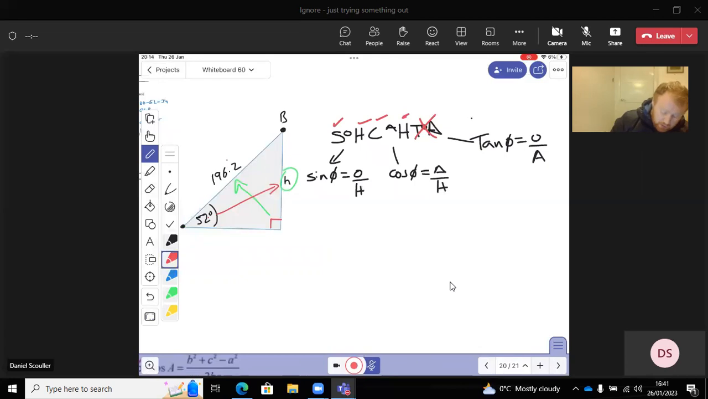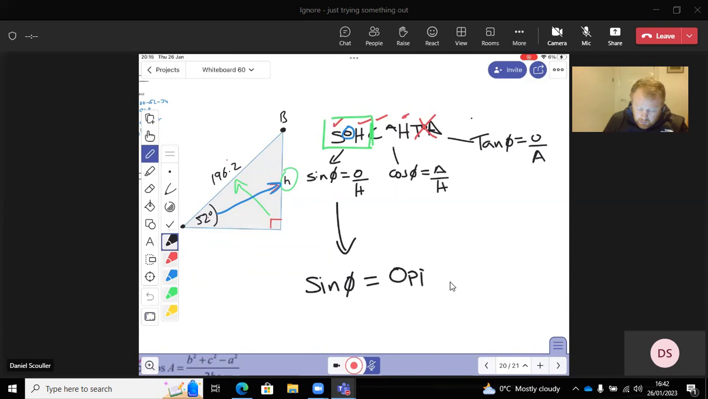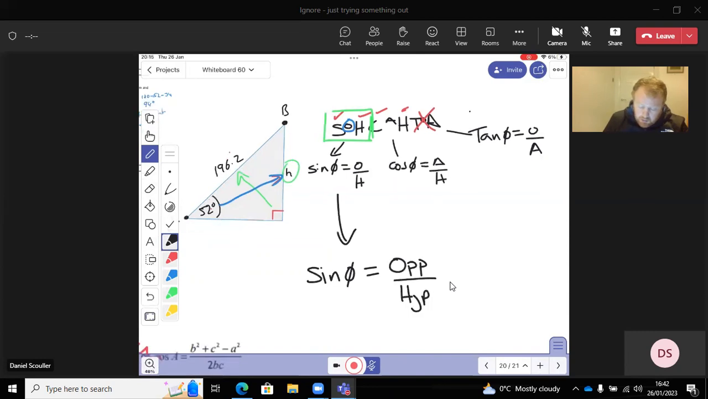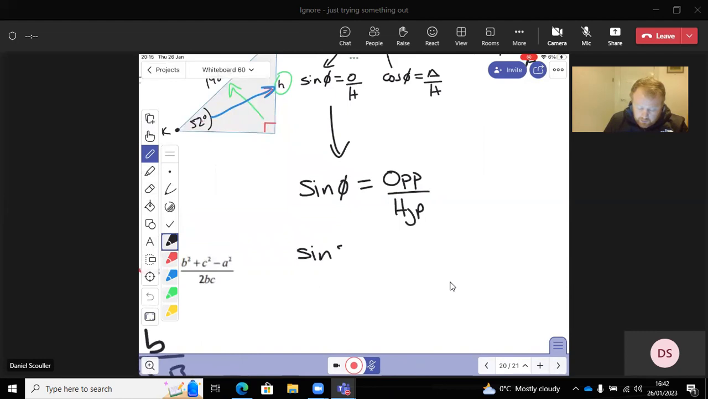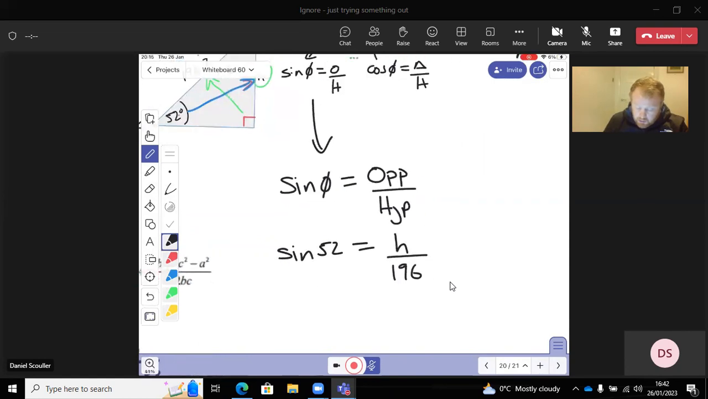But what are we trying to find? What's our missing detail? What's the side opposite the angle? So it's O that we're missing. So sine of the angle equals opposite over hypotenuse is the equation we want to use. Okay, so we'll bring that one down. Sine of the angle equals opposite over hypotenuse. We put in what we know. Sine of 52 equals opposite, we don't know what that is, that's our height, over hypotenuse, which we've worked out is 196.2.